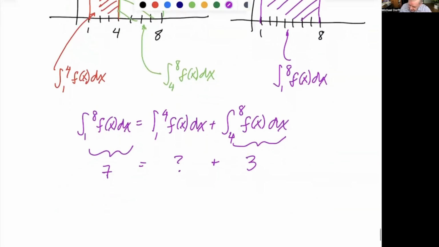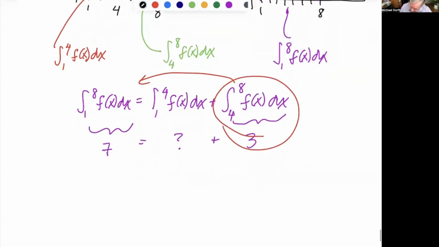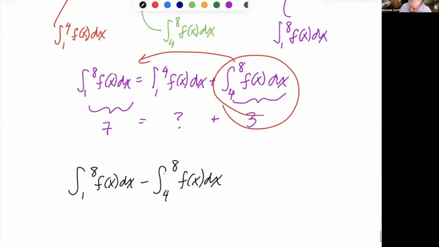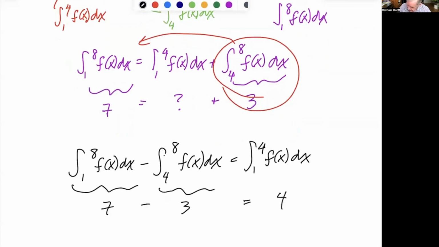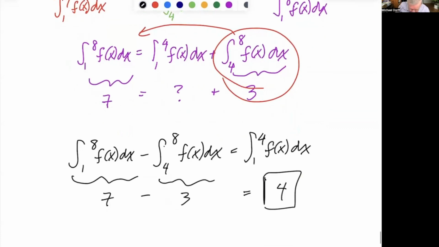So now I can just go ahead and subtract this quantity and bring it over to the other side to get what we need. We can say that the integral from 1 to 8 of f of x dx minus the integral from 4 to 8 of f of x dx, which we said here was 7, this was 3, is going to equal the integral from 1 to 4 of f of x dx. And since I'm subtracting them, I'm just going to get 4. 4 is my answer there.